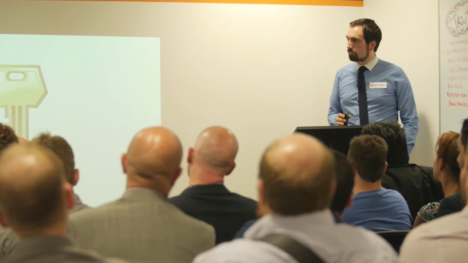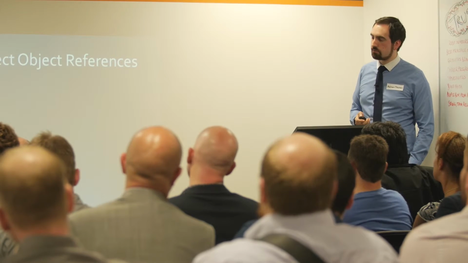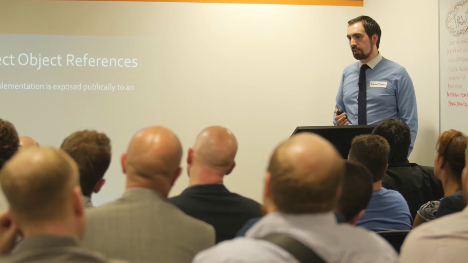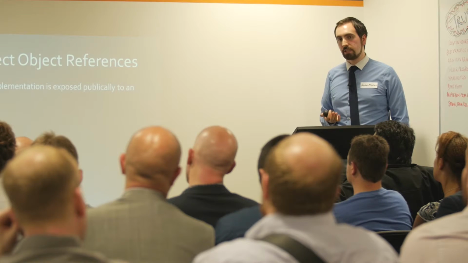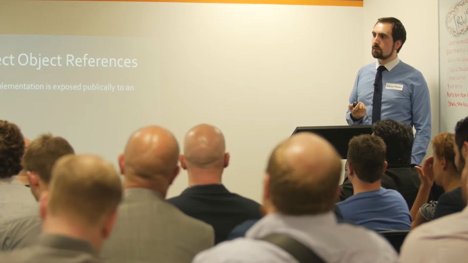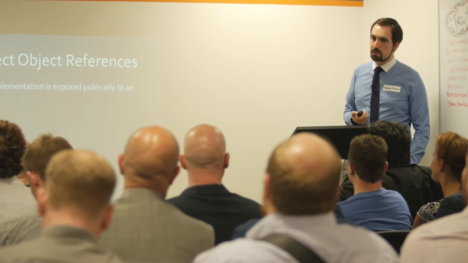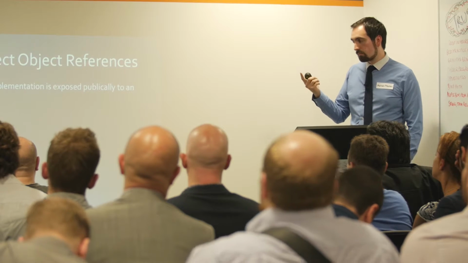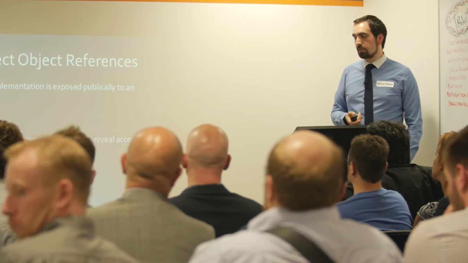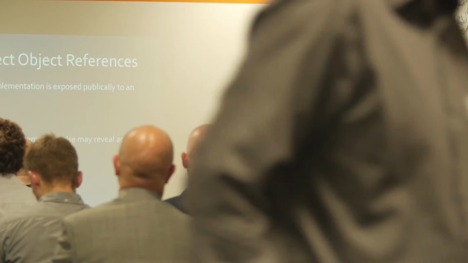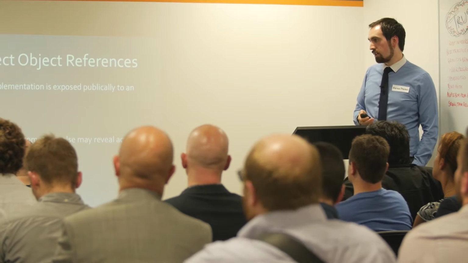So the next one is insecure direct object references. This is where an internal implementation is exposed publicly to an end user. An example of this you might have seen is primary keys and that kind of thing exposed as part of the query string. But it can also be a file name, something along those lines. If you were simply changing that ID or the file name, you might be able to access things you weren't actually supposed to be able to access.